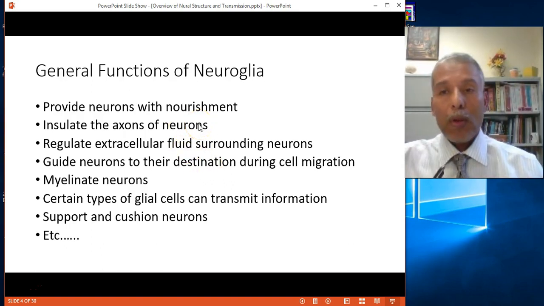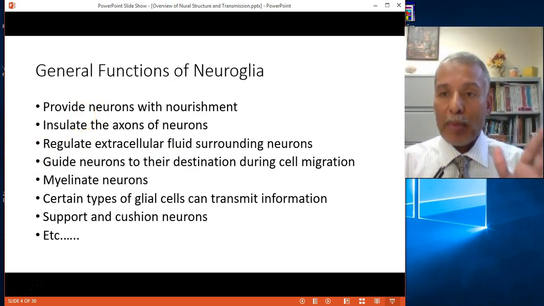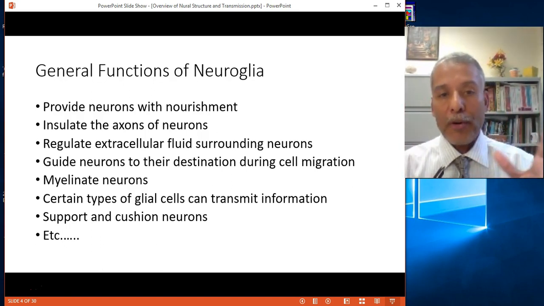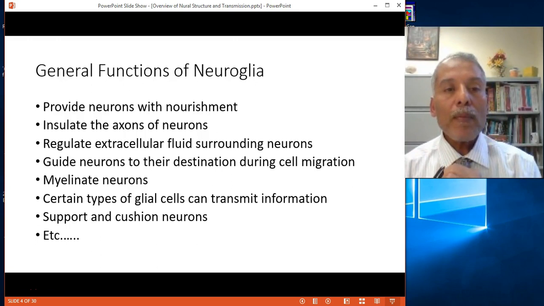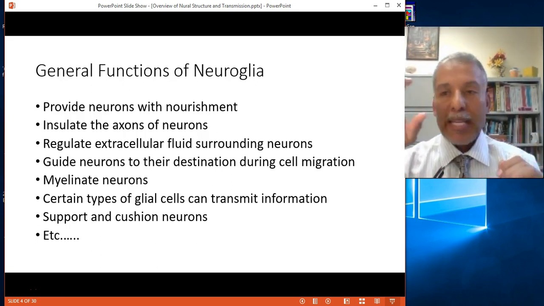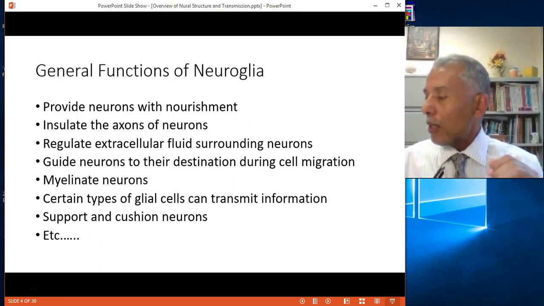So overall, we're going to speak more about the neuroglia in a minute, but overall, there are some basic functions of the neuroglia. Number one, they provide neurons with nourishment like the astrocytes, and they form the brain-blood barrier. Two, they insulate neurons, the axons of neurons.